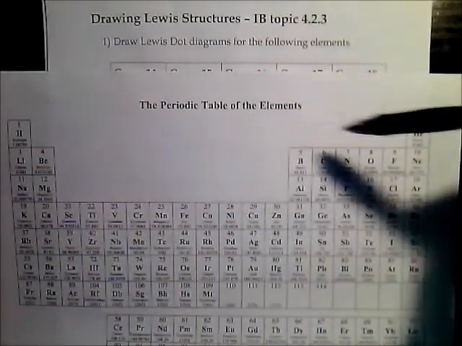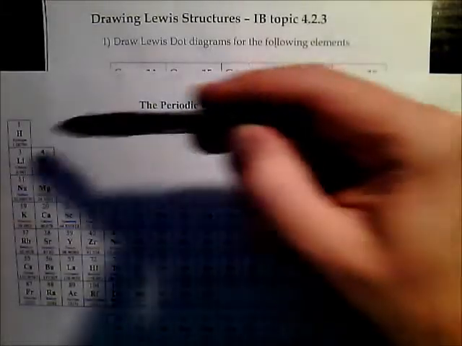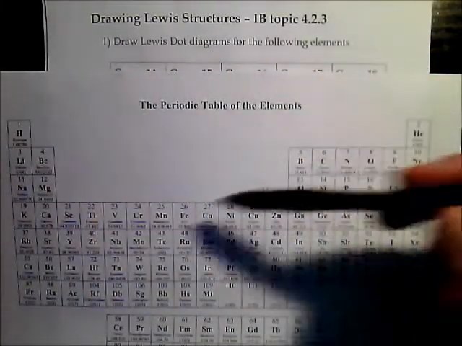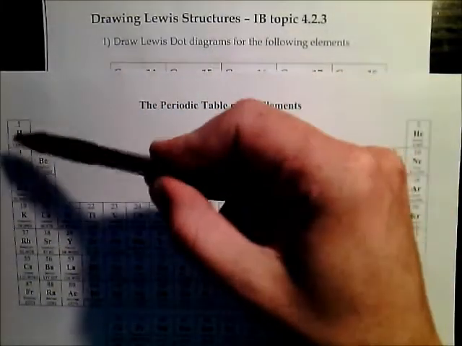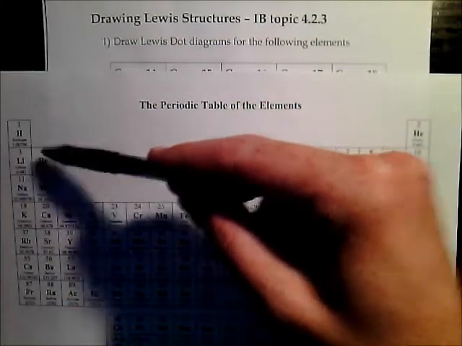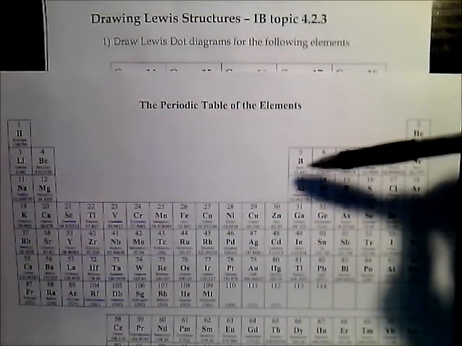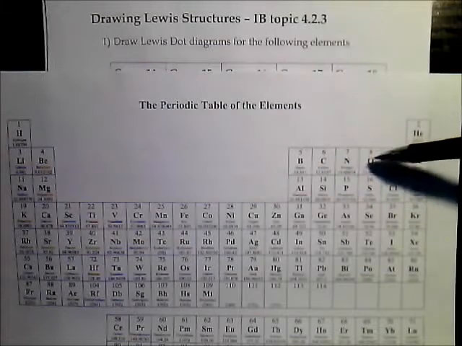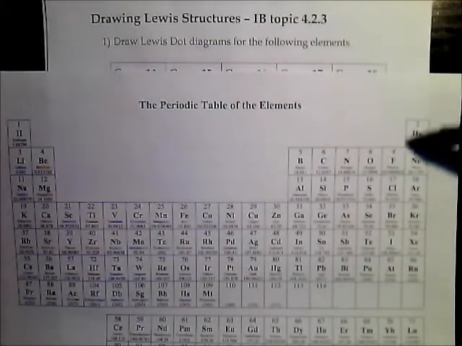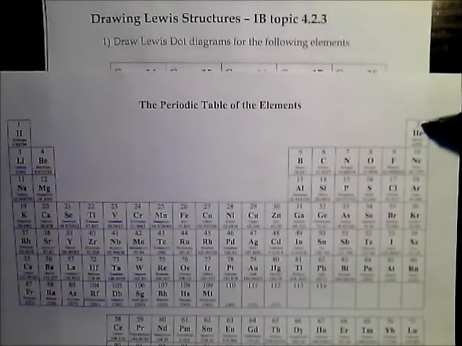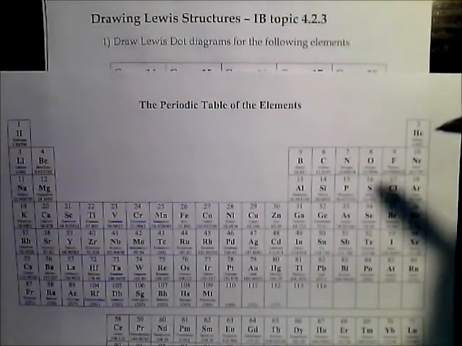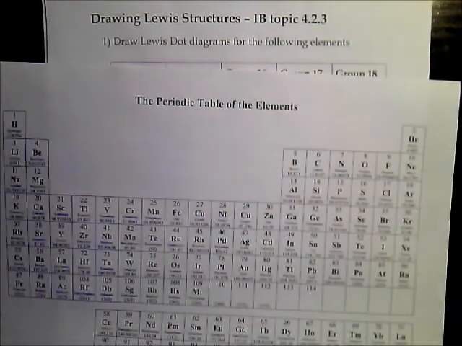To figure out how many valence electrons any particular element has, simply count across this direction, skipping this middle part. So this first row has 1 valence electron, this second one has 2, skip all that, 3, 4, 5, 6, 7, and 8. With the exception of helium. Helium only has 2 valence electrons. It only has 2 electrons, period. So you just count straight across.